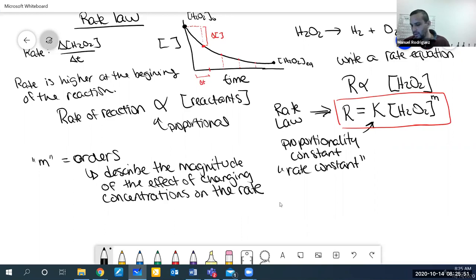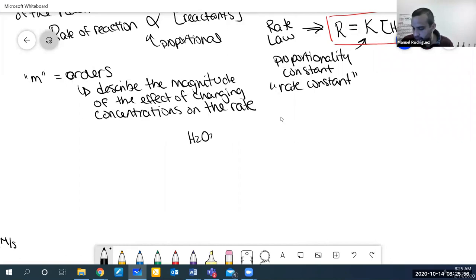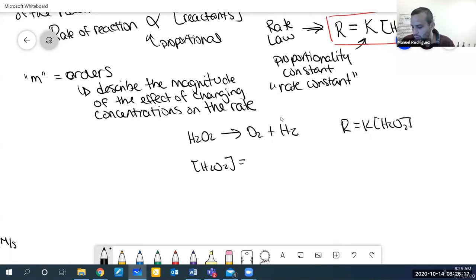So let's say I have my peroxide reaction going to O2 and H2. And I know that R will equal K times the concentration of peroxide. And let's say that when the concentration of peroxide was 1 molar, I measured my rate, and my rate was 2 molar per second. Good? So what I did basically was I made a 1 molar solution of peroxide and I calculated how fast the reaction was happening. I calculated my changing concentration divided by my changing time. It gave me a 2, good?